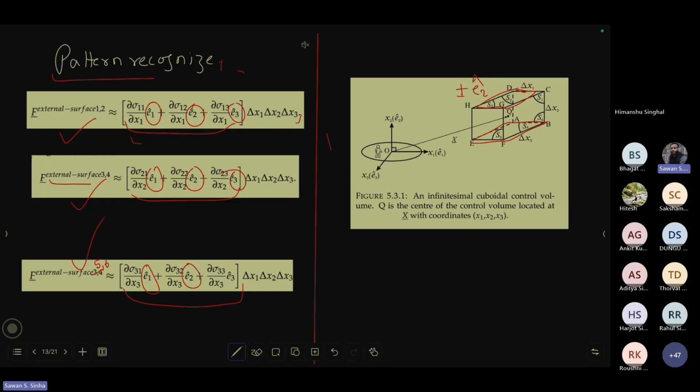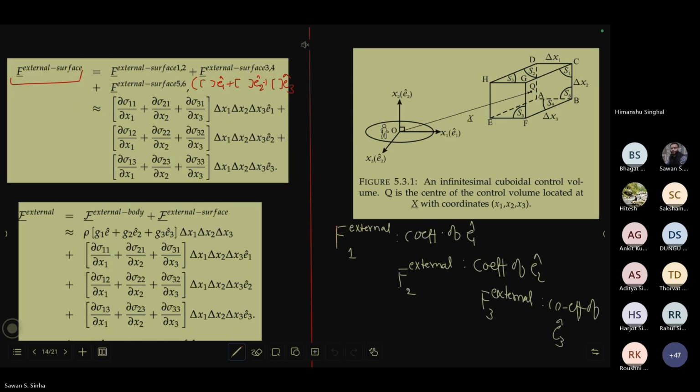So on the next slide, I have rearranged the terms in a way such that the coefficients of E1 I have clubbed together, coefficients of E2 I have clubbed together, and similarly E3 I have clubbed together. That's what you will see here. So this is here E1, E2, E3, and each one is getting 3 contributions. So I have the external surface expression here.